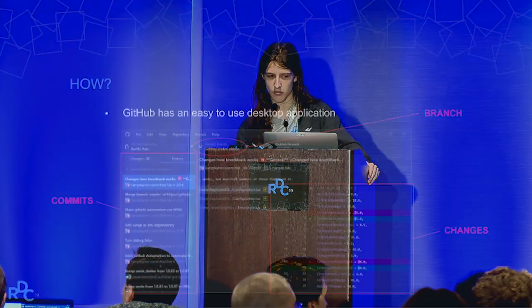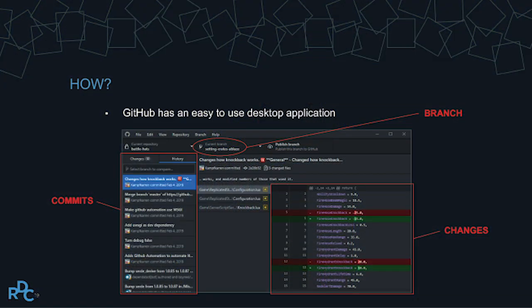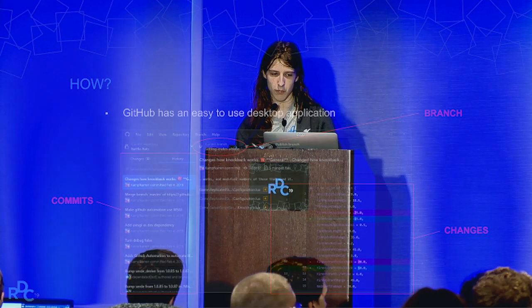So how do we actually do this? Well, this is the part where it gets a little bit weird to explain, but I'll do my best. So this is GitHub's desktop application. It's easy to use, but there's a lot of panels here, and it's a bit weird, so I'm going to break it down.